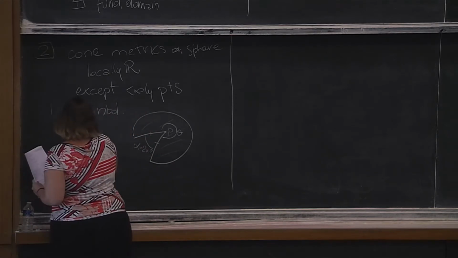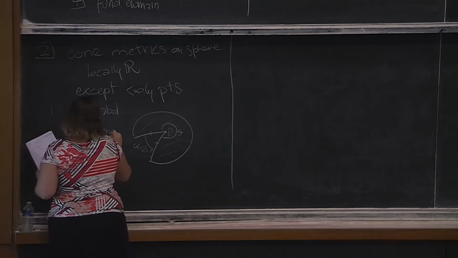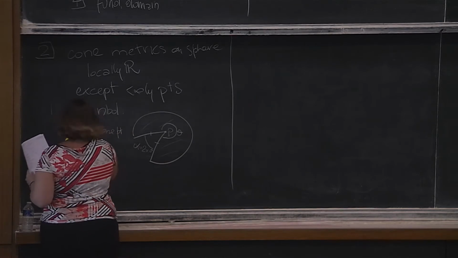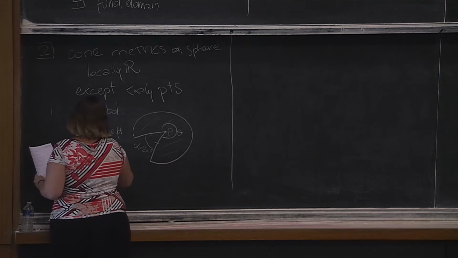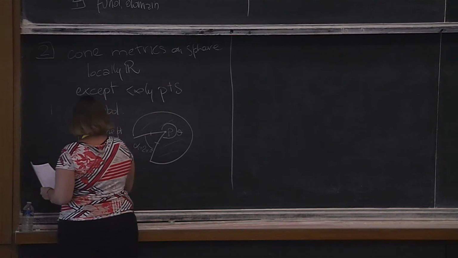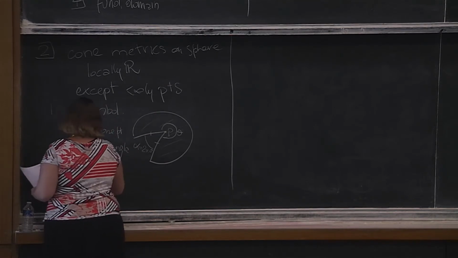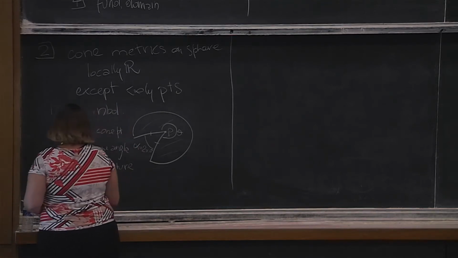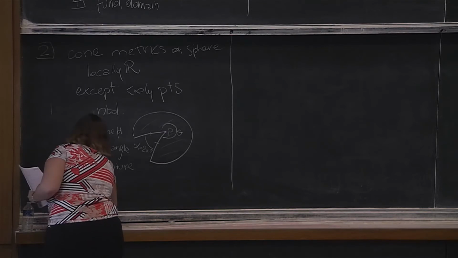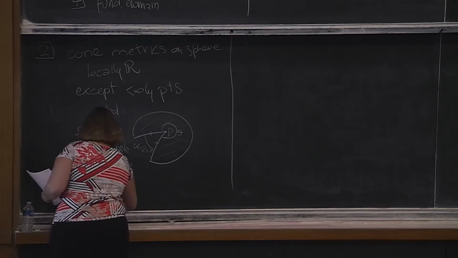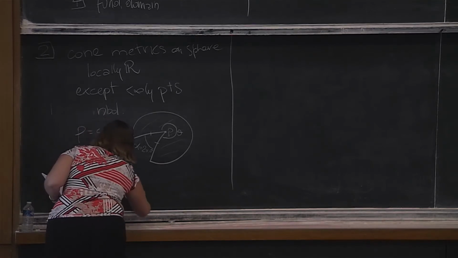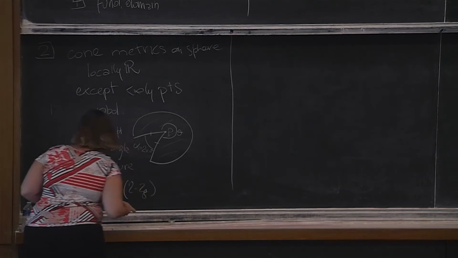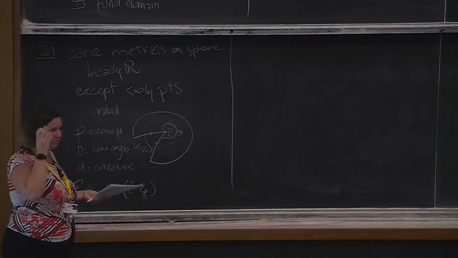So P will be a cone point, theta will be the cone angle at P, and alpha will be the curvature at P. And those will need to verify that the sum of the curvature is 2 pi times 2 minus 2g. That is the discrete version of the Gauss-Bonnet formula.